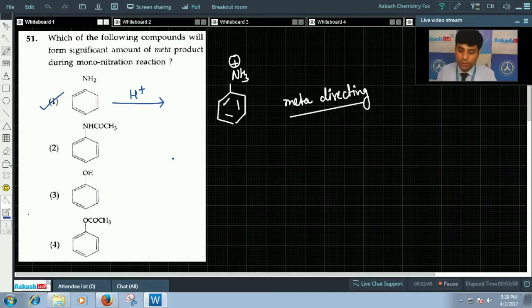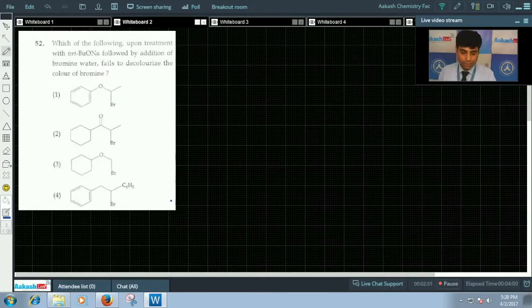Now let's move to question number 52. It says, which of the following upon treatment with tertiary butoxide followed by addition of bromine water fails to decolorize the color of bromine? These are the options given. So, bromine water test is given by unsaturated hydrocarbons. Hence, in the first step, it is a must to form an alkene.